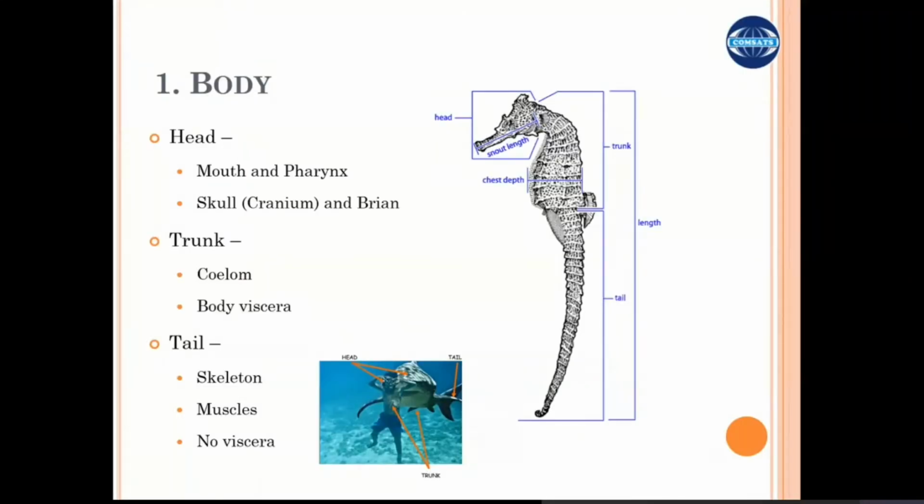First of all, their body is completely divided into three parts: the head, trunk, and the tail. The head is the most significant and anterior part of the animal body, having the developed brain, sensory organs, mouth and pharyngeal region, and all that is covered and protected by a bony skeletal support, or the cranium.